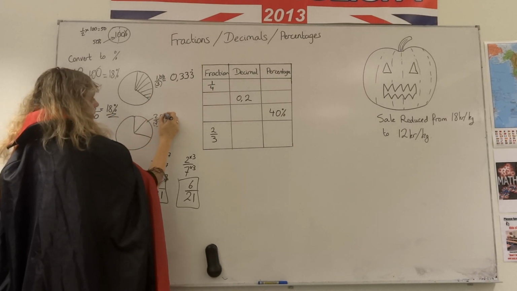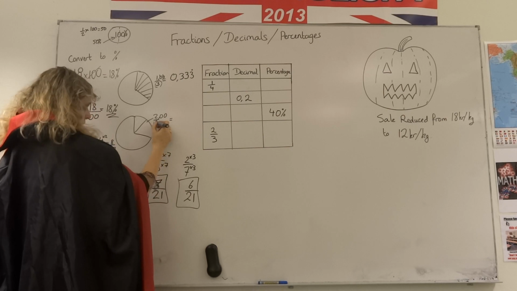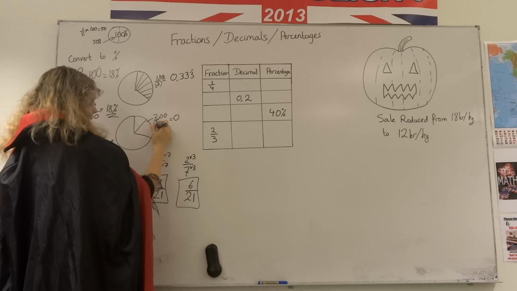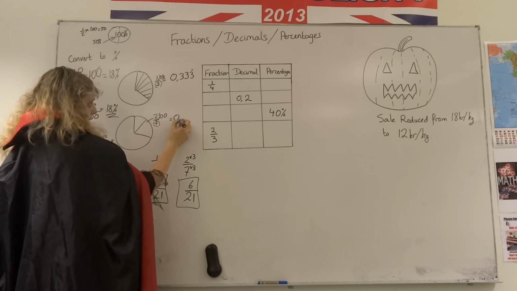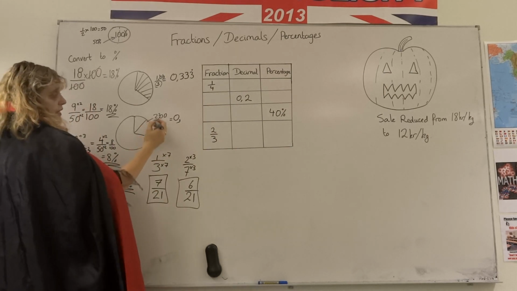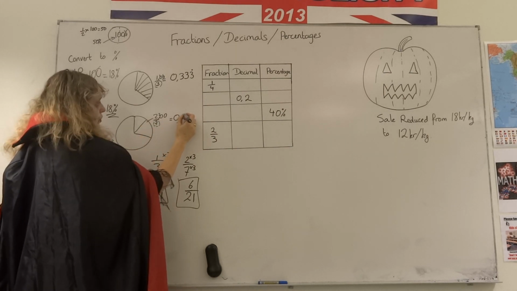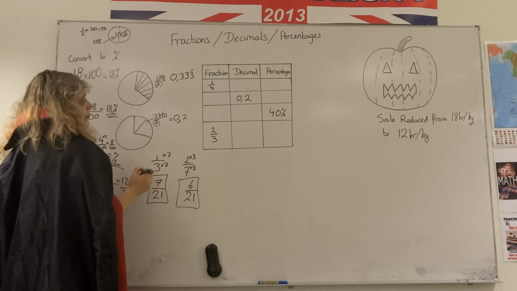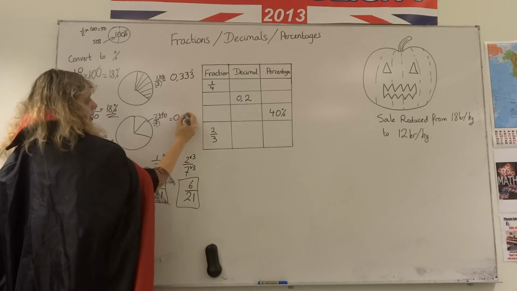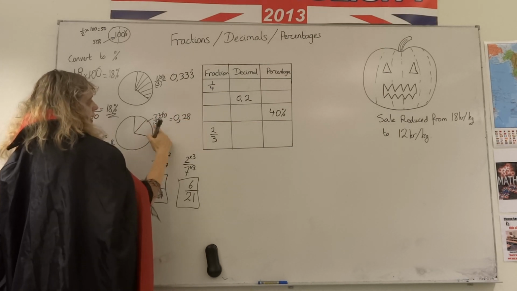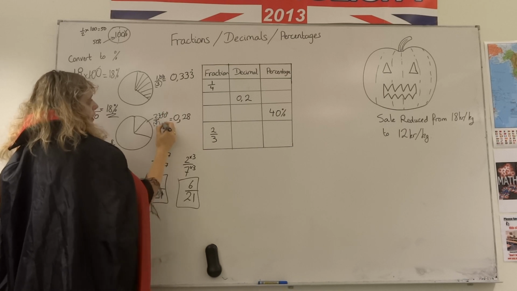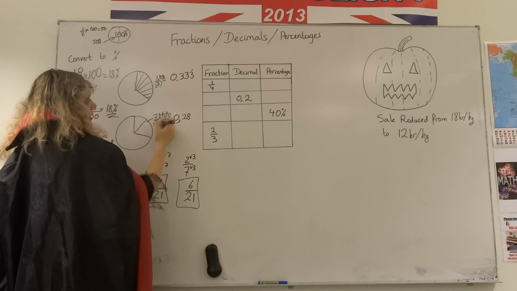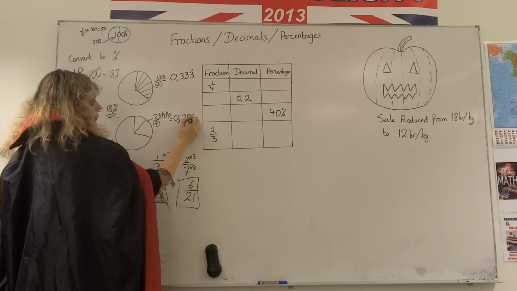2/7, well, let's divide 7 into 2. 7 into 2 doesn't go, 2 left over. Decimal point in the same place. 7 into 20 goes 2 times, 6 left over. 7s into 60 go 8 times, 7 8s are 56, there'd be 4 left over. And 7s into 40, 5 times.